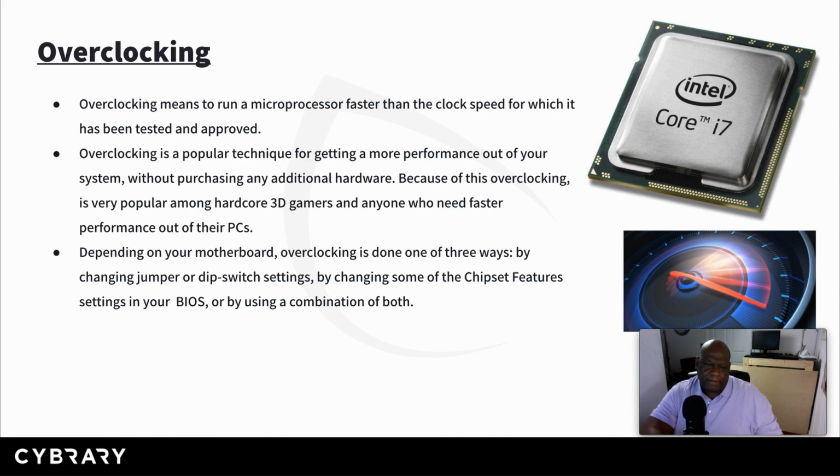Now, depending on your motherboard, overclocking is done one of three ways: by changing the jumper or dip switch settings, or by changing some chipset features in your BIOS, or using a combination of both. Check your manufacturer documentation on your particular motherboard. It will show you how to overclock your motherboard.